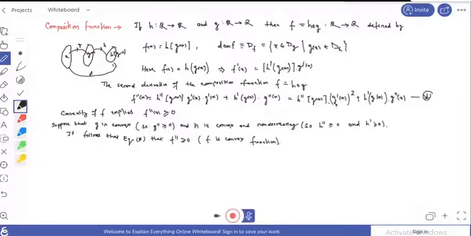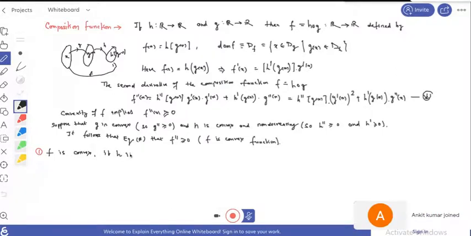Okay, so basically four conditions arise. So the first one is that f is convex, which I've already written in the above line. So we summarize: f is a convex function if your composition function h is a convex function, and also non-decreasing.